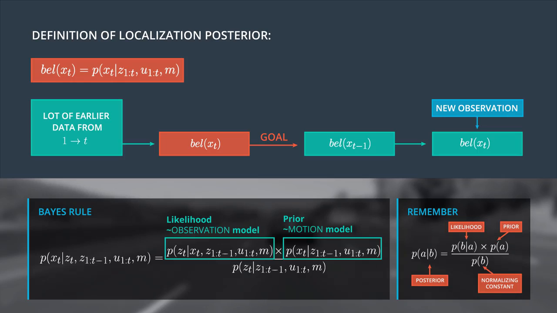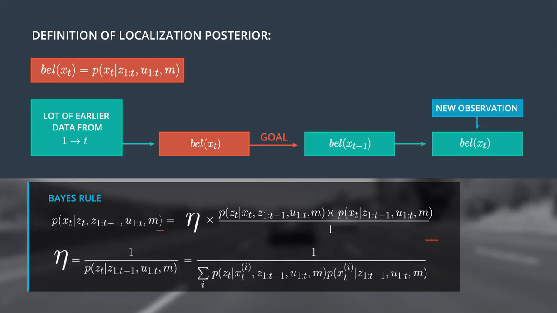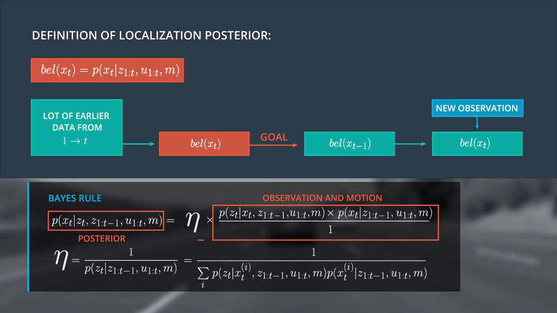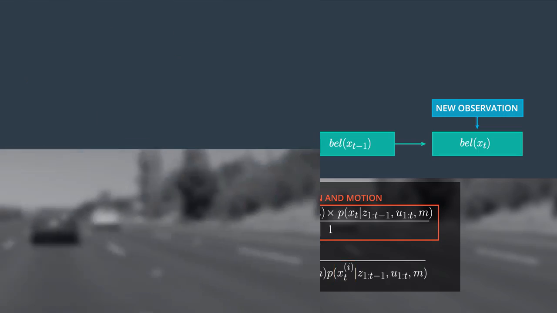To simplify the normalization part, we define the normalizer as eta. Eta is 1 over the original normalization term, and this term is a sum of the products of the observation and the motion model over all possible states xti. This also means you only have to define the observation and motion model to estimate the beliefs. So, let's discuss these two terms more in detail.